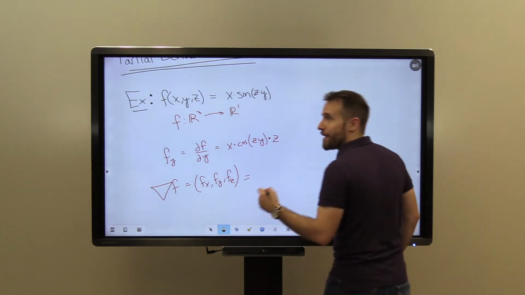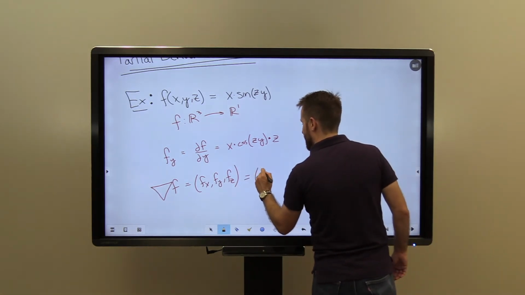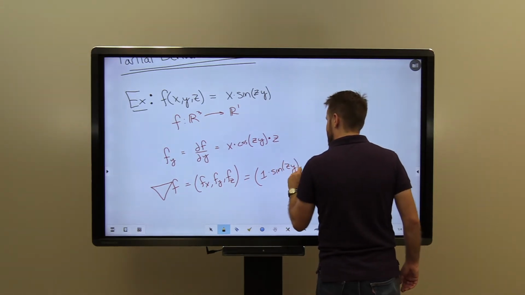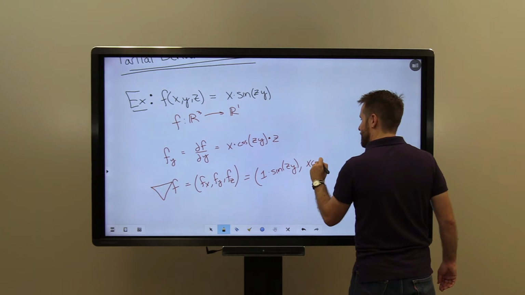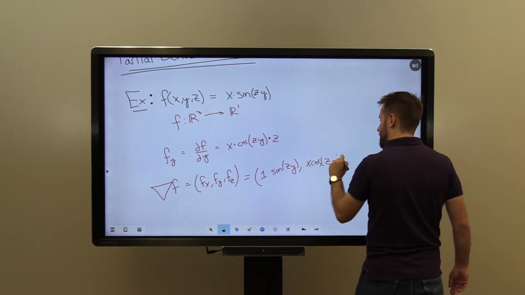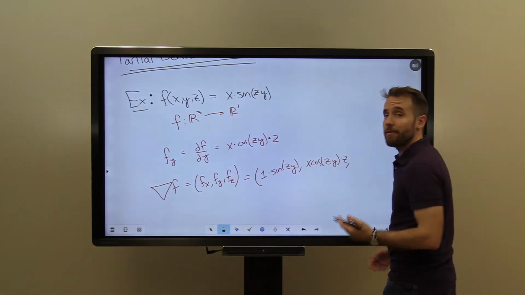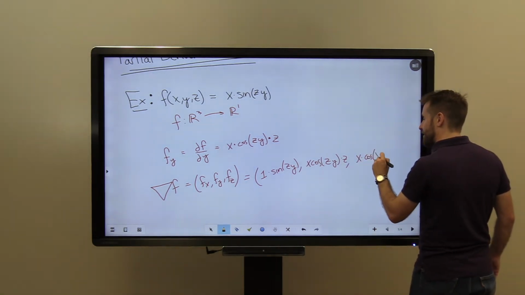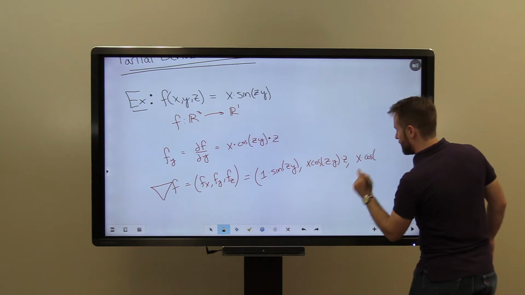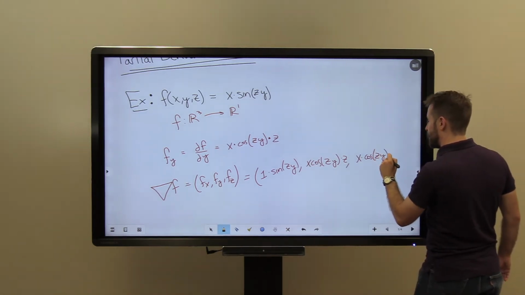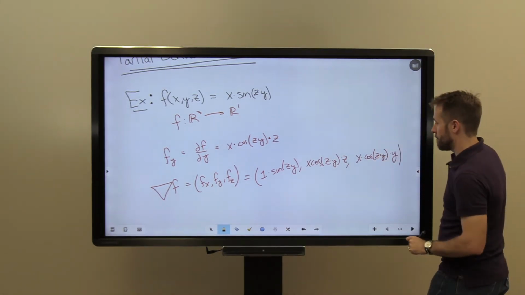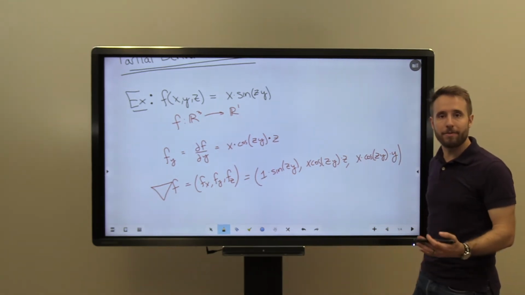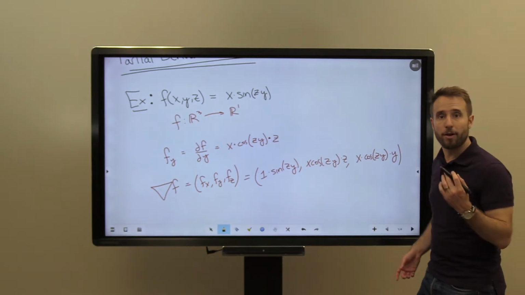So in this case, the gradient of this function would just become 1 times the sine of zy, and then x cosine of zy times z. And then for the z derivative, we would get x times cosine of zy times y. And so those are our basic partial derivatives of this function organized in this form, which we called the gradient.